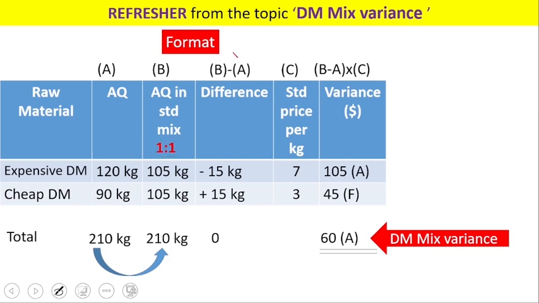Now the third column is B minus A. Please note that it is B minus A. Never take A minus B. So column B minus column A. So it's 105 minus 120.